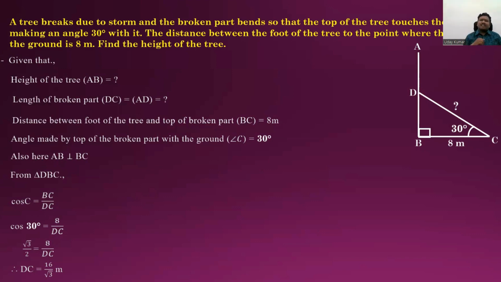That is not sufficient, right? To find height of the tree, we need to find DB also. Now the DB is, according to the angle, the opposite side. Now I know how to find opposite side.